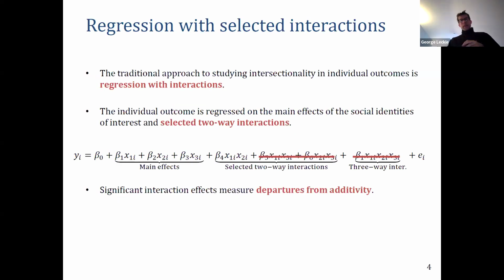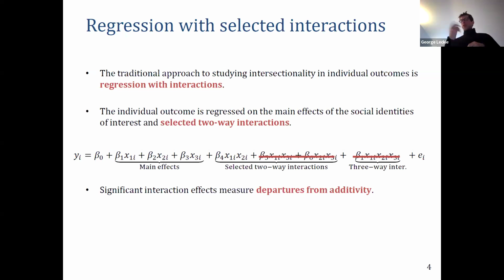So first of all, from regression to MAIHDA. Let's start really simple. A very traditional approach, not the only one, but a very standard approach to studying intersectionality with individual outcomes would be to run a regression of the outcome of interest on various socio-demographic characteristics. These might be gender, socioeconomic status, ethnicity, and so on.